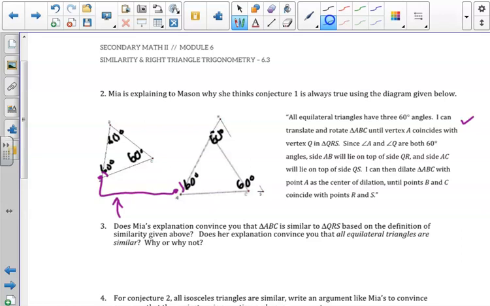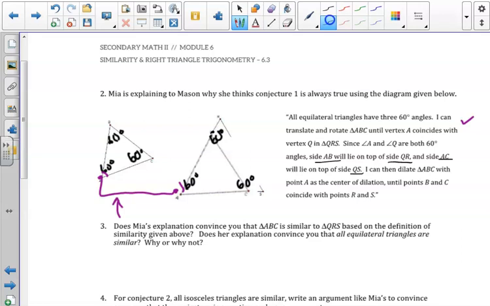And it's hard to tell there. Is that an R? Yeah. And our initial value of Q, R. So side AB will lie on top of QR. Side AC, notice, lies right on top of side QS.